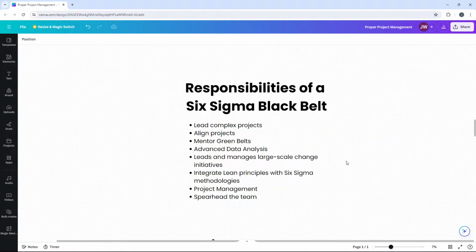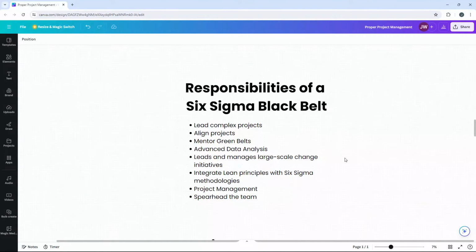They also integrate lean principles with Six Sigma methodologies. This involves reducing waste, optimizing processes, and enhancing overall efficiency while maintaining high quality standards. A black belt is also integral for providing advanced project management skills. A Six Sigma black belt plans, coordinates, and monitors projects meticulously to ensure they are completed on time, within scope, and on budget. Effective leadership and communication are also crucial and a key part of this role. A Six Sigma black belt communicates complex information clearly and persuasively, ensuring that all team members and stakeholders are aligned and informed. And also they are influential in spearheading the team.